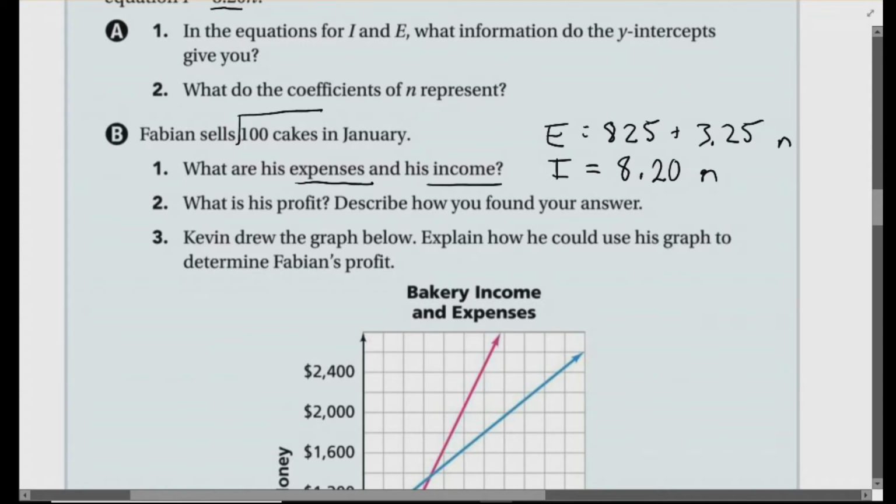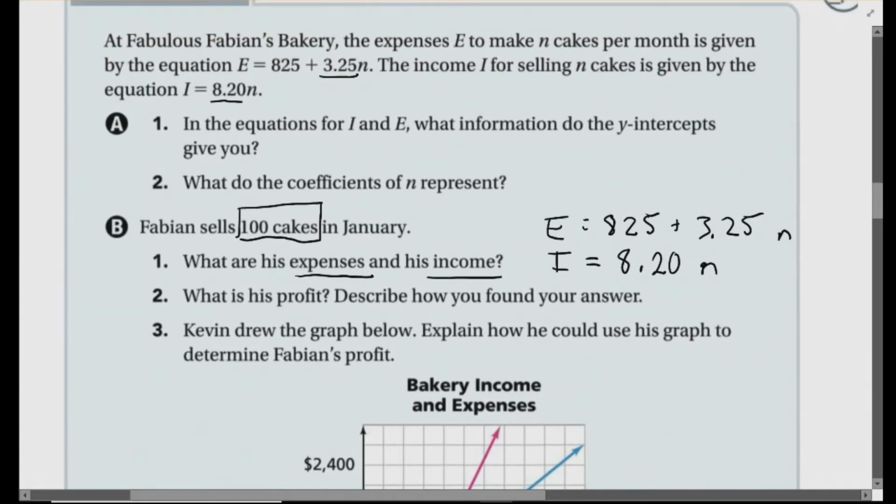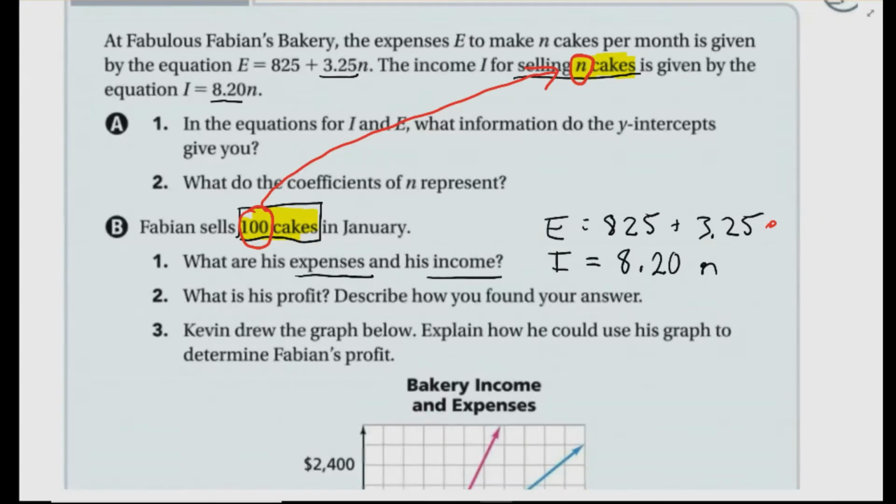The key thing to note over here is that it says 100 cakes. Well, what does it mean if we have 100 cakes? Earlier on, it says for selling n cakes. So if this says n cakes and this says 100 cakes, then the connection to make here is that n is equal to 100. So at this point, what you want to do is basically substitute in everywhere you see n, you're now going to replace it with 100. If we take a look at our expenses equation, we can see that there is an n here. So we're going to remove multiply by n and instead change it to multiply with 100.